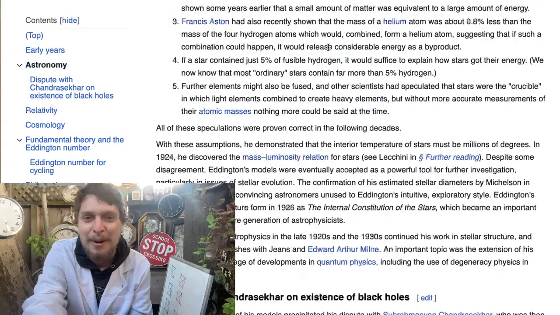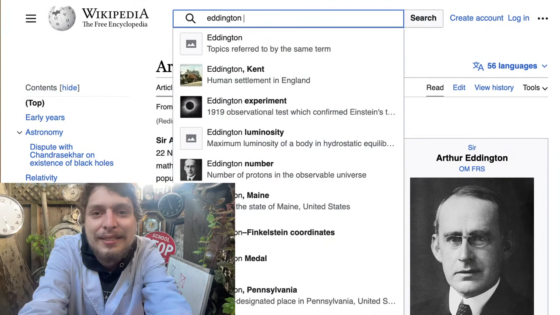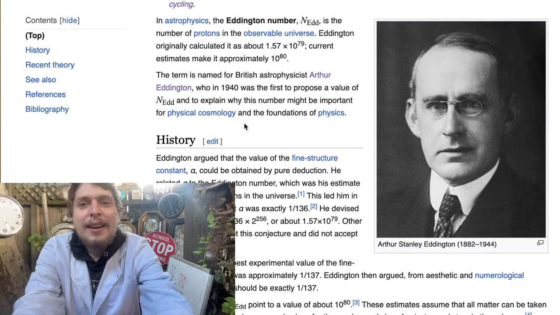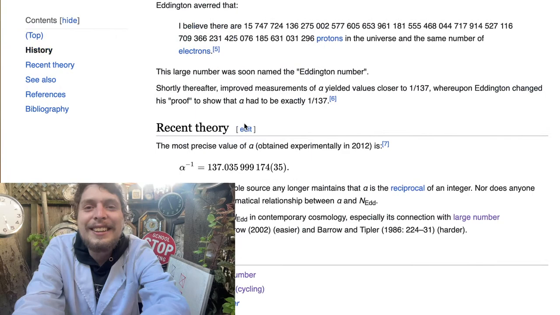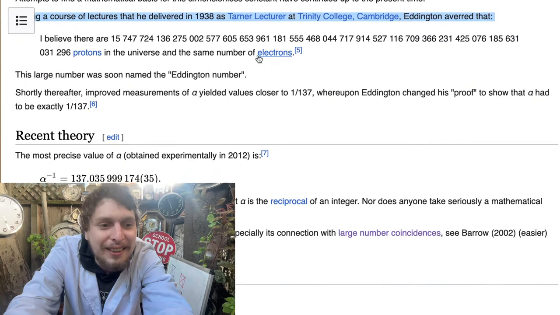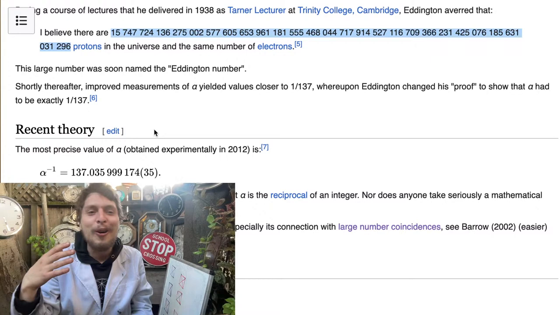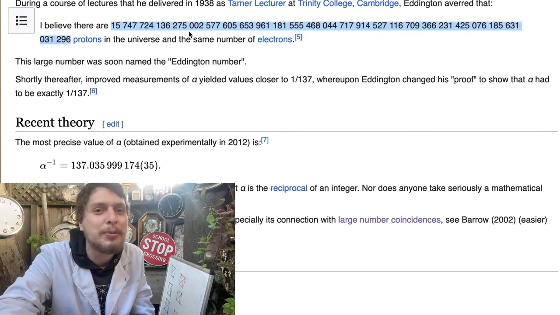Where do they have that? They've got to have a link to that somewhere. There was an article about it. Let's just get the article about it. So, the Eddington number is the number of protons in the observable universe. Now, originally, look what this guy said. During a course of lectures that he delivered, he said, I believe there are this many protons in the universe and the same number of electrons. That is so specific. You've got to love the attention to detail in how many protons he thought there were in the universe.